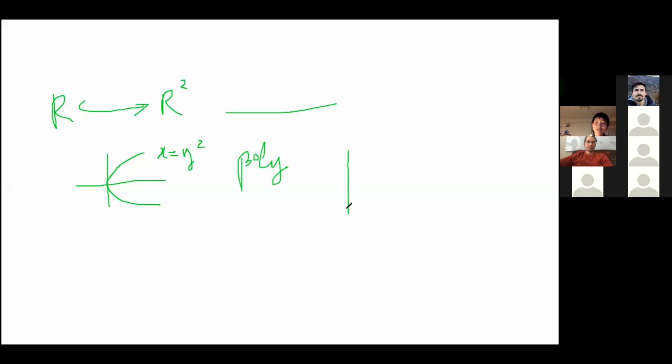Now the third one is this. So I take a log, y equal to log of 1 plus x. So this has exponential distortion.